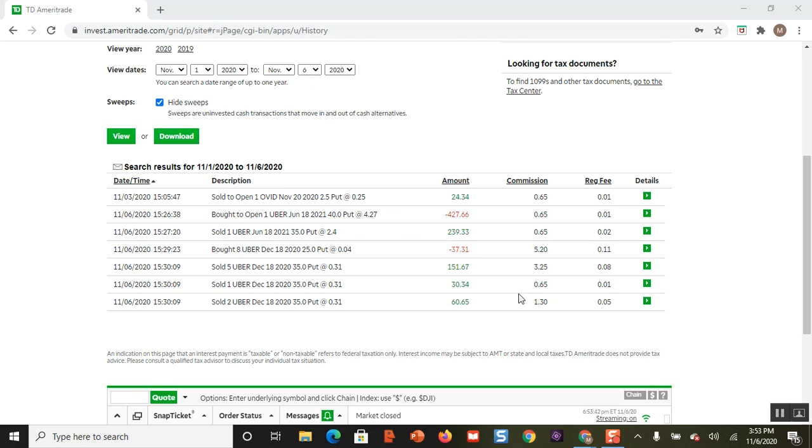So this is what I did on Uber. I bought a put, I sold a put, and then I sold 8 puts, and then I bought 1 put. I bought a $40 put, sold a $35 put, and then I sold 8 $35 puts, and I bought 8 $25 puts. So in a very roundabout, convoluted way, this is an option butterfly.